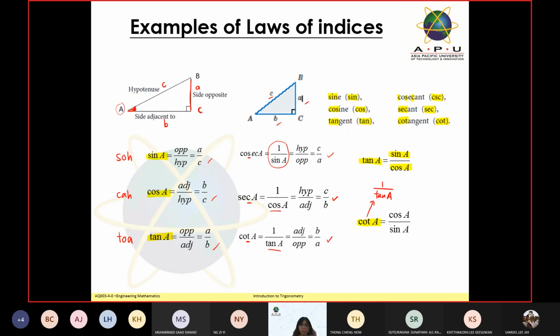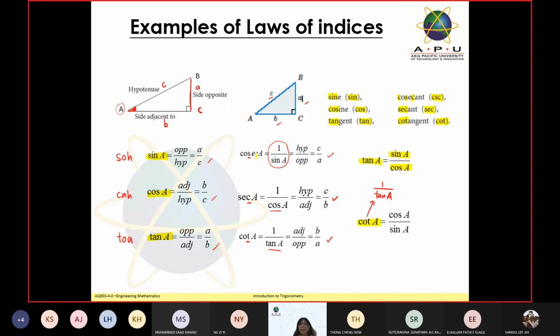Hello, Miss. Excuse me. It's the first time for me to see the other formulas. Do we use them for the same purpose, for the right angle triangle only? Sorry, I don't get your question. My question is, when do we use these other formulas, the cosecant and all of these? You mean the cosecant, secant, and cotangent, right?